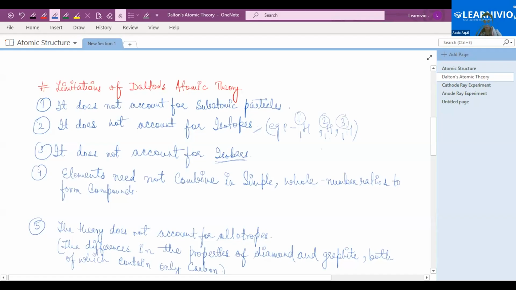This is known as deuterium, right? And this H3 is known as tritium. And this is simply known as hydrogen. So these are the isotopes of hydrogen. Clear? Similarly, isobar. So isobar means atomic number is different, but atomic mass is same, right?